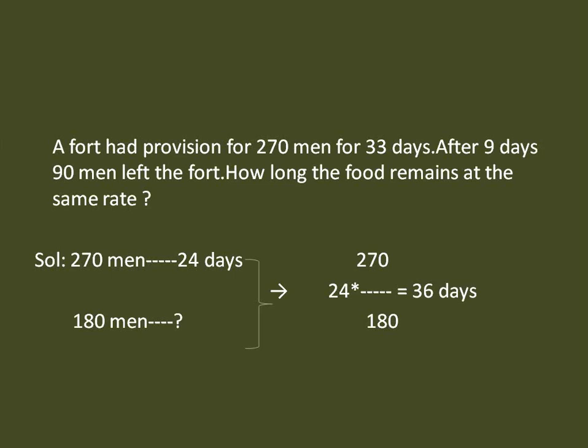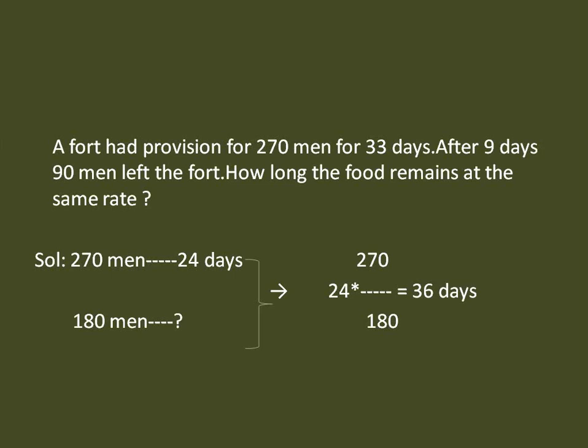Simple. As I have already told in the previous problem, you place the number which is over and above the question mark symbol, that is 24. Then you apply your common sense and make the relation between 270 and 180. What is the common sense? There is food for 270 men for 24 days, but that same food for how many days will it last for 180 men?